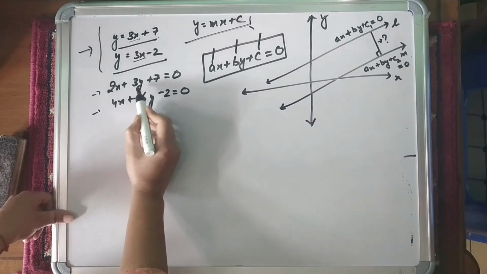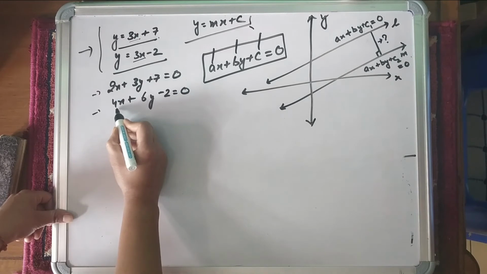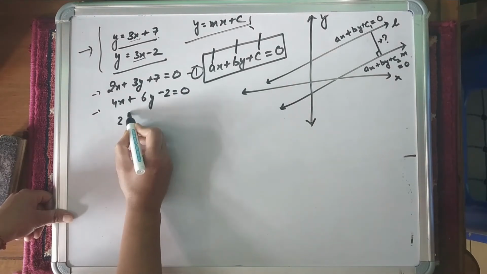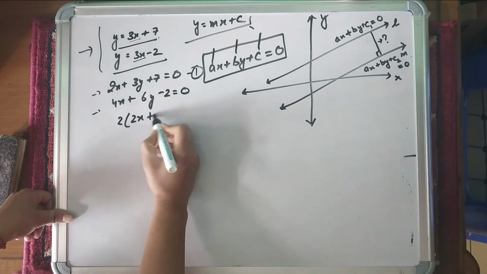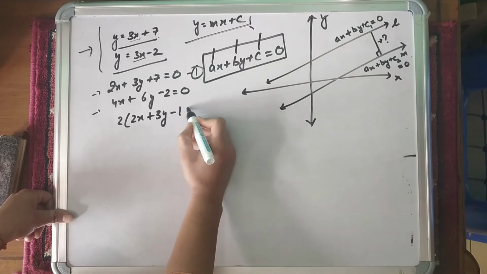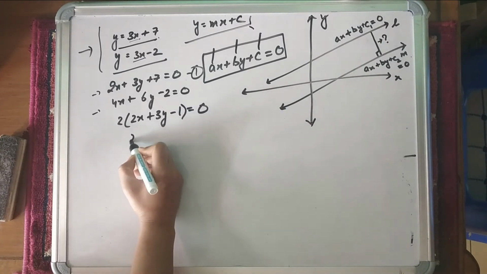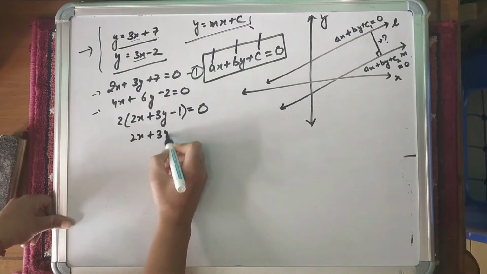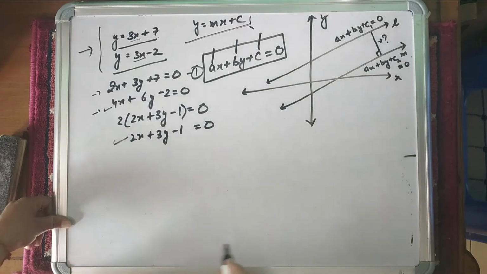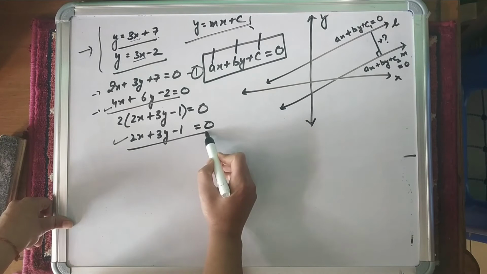This is 2x plus 3y plus 7 equals 0. And this line is your first line. This second line can also be written as 2 into 2x plus 3y minus 1 equals 0, which is 2x plus 3y minus 1 equals 0. So these two equations are exactly the same.